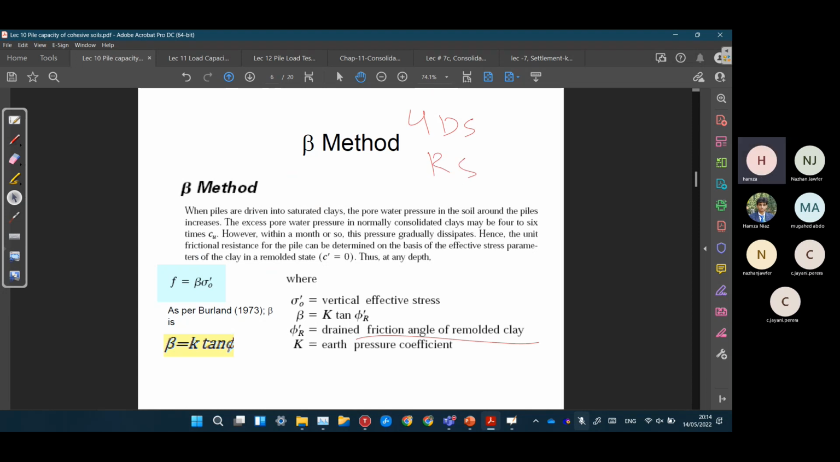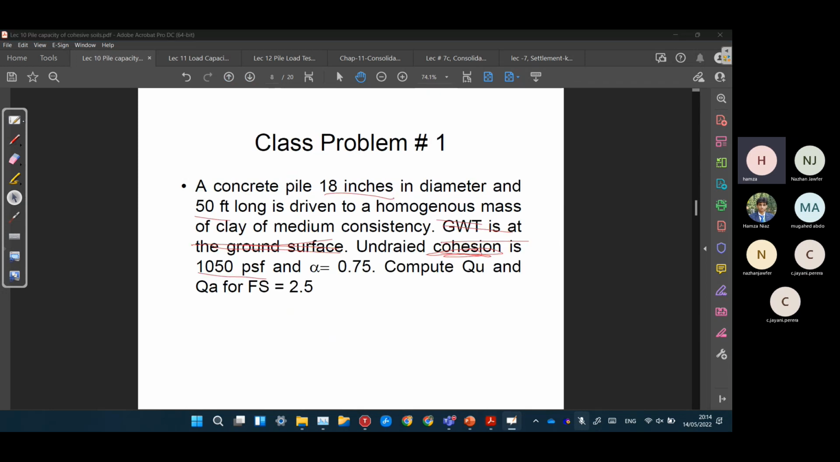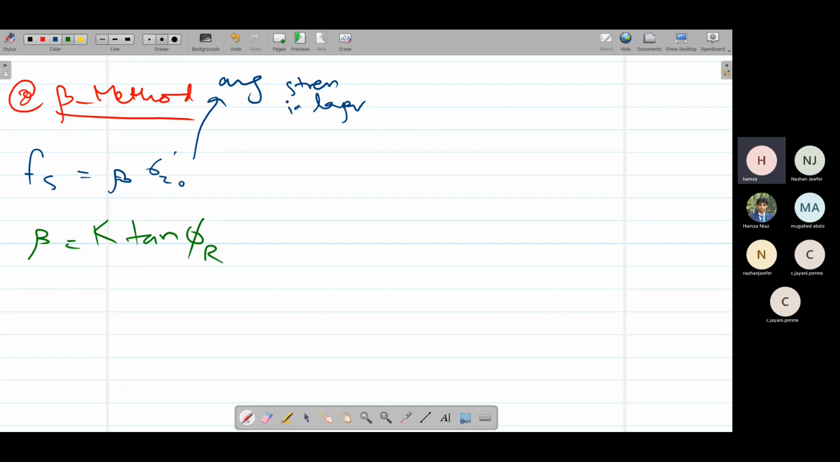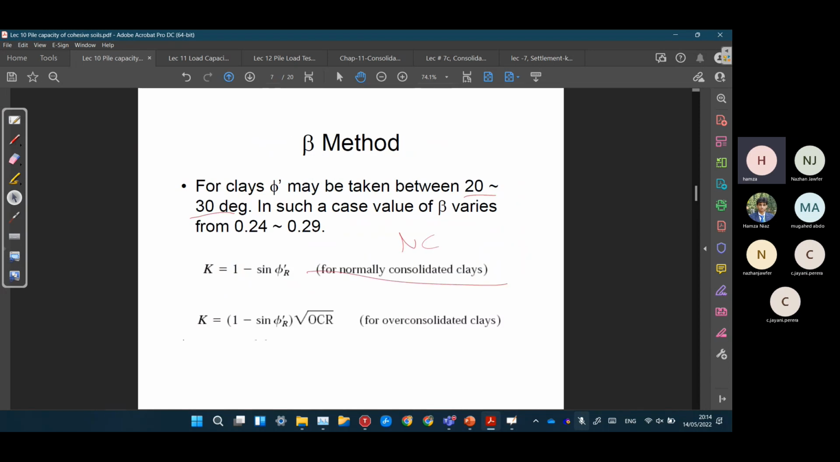So this phi r is the remolded angle of friction. We'll be provided this value. If we look here, they say it is between 20 and 30, and it will be provided in the question. And what is the K value? The K value is 1 minus sine phi r for NCCs. So for NCCs it is 1 minus sine phi r.